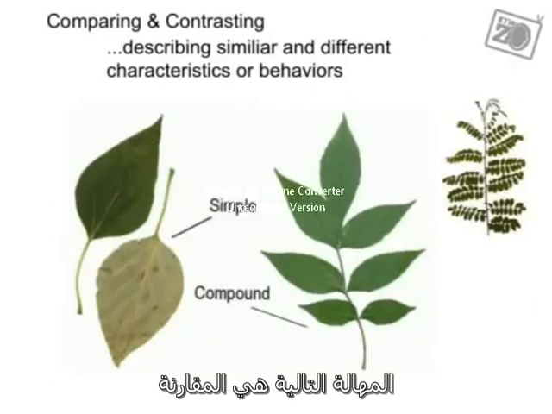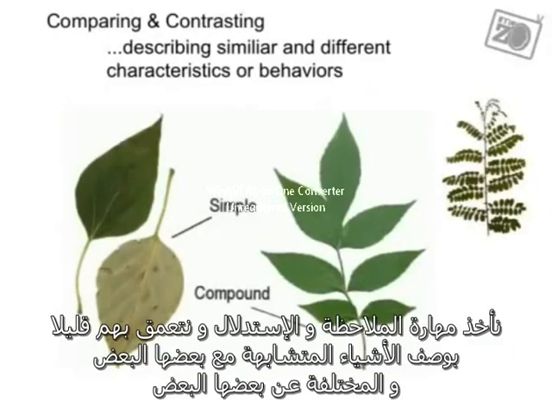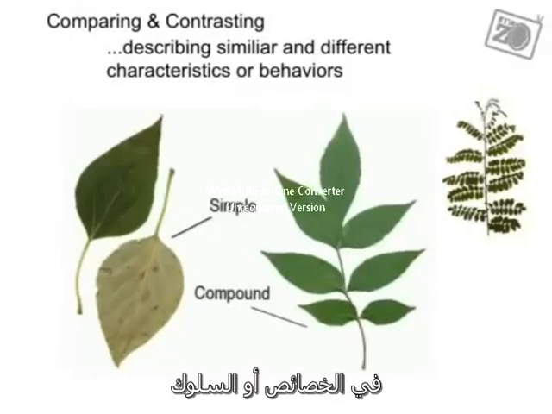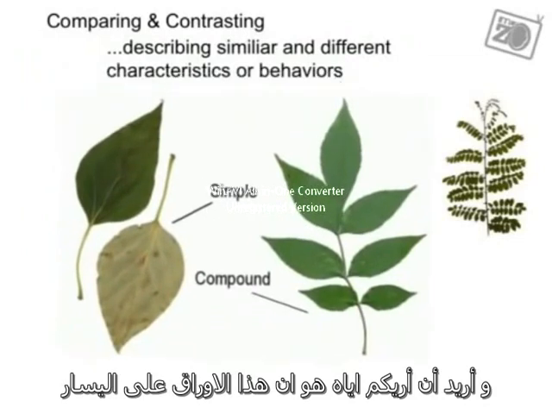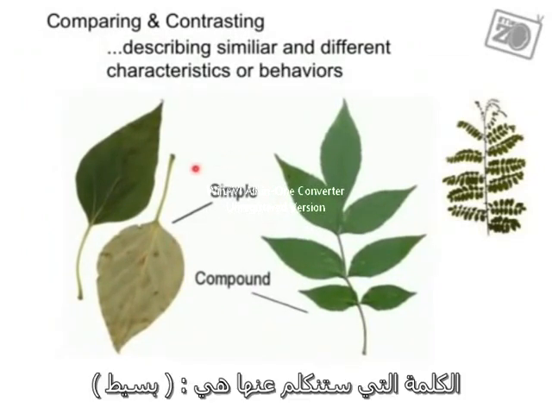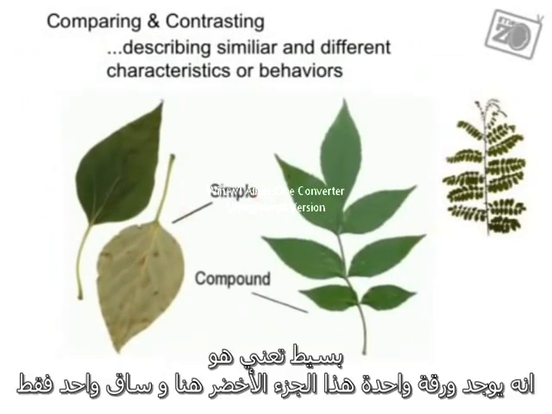The next skill we use is comparing and contrasting. We take those skills of observation and inference and we deepen them a little by describing how different things are similar or different from each other in characteristics or behavior. And one of the things I want to show you here is these leaves on the left. You can see the word we're going to talk about, simple. Simple means it's just one leaflet, which is this green part, and one stem, one petiole.